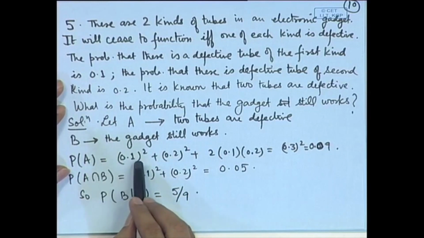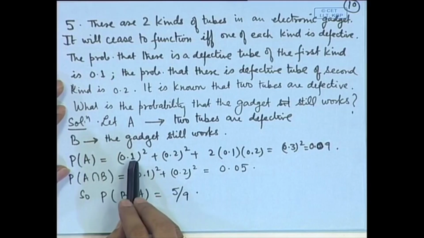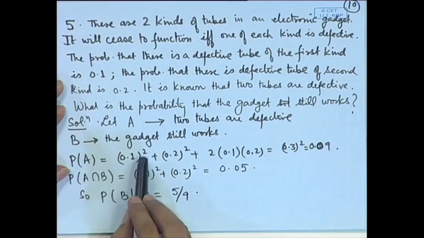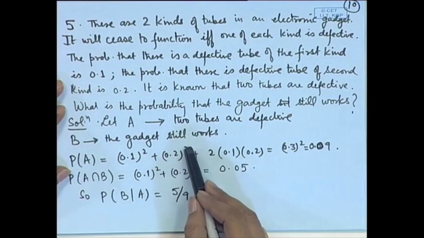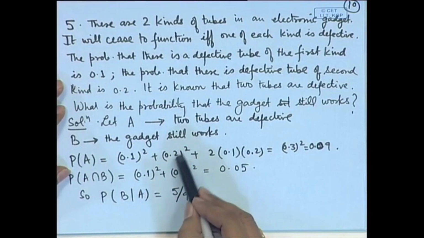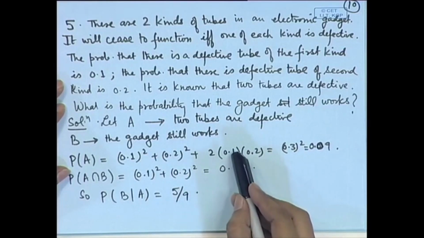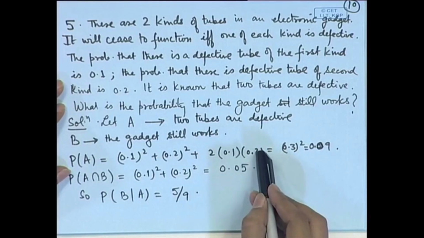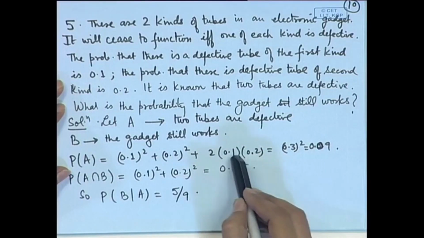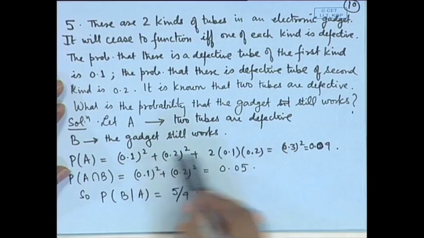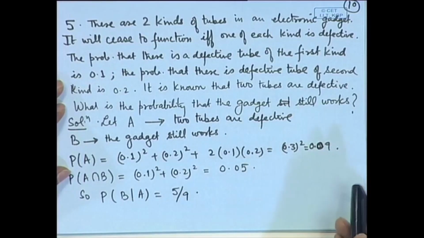So, if both the tubes are defective of the first kind, then the probability will be 0.1 into 0.1, that means 0.1 square. Both may be having defects of the second kind. So, it is 0.2 into 0.2, that is 0.2 square, or first one could have defect of the first kind and the second one could have defect of the second kind, or vice versa. So, it will be 2 into 0.1 into 0.2. So, this is equal to 0.09.